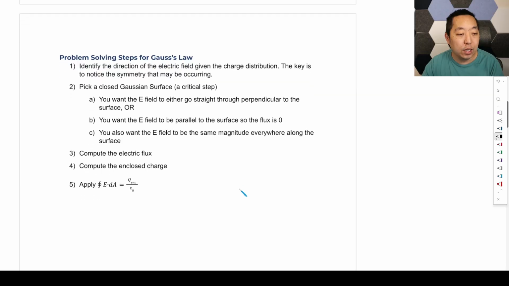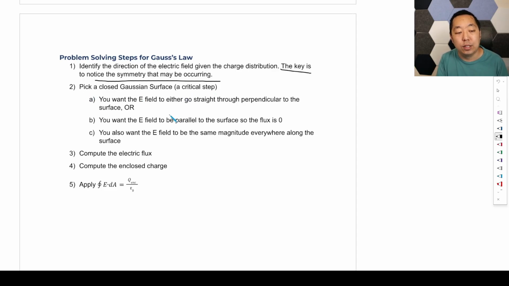If we look at the problem solving steps for Gauss's law, first you want to identify the direction of the electric field given a charge distribution. So we want to know this. And the key here is to notice any symmetry that may be occurring. So we're going to focus on that a little bit. Then we're going to pick a closed Gaussian surface.